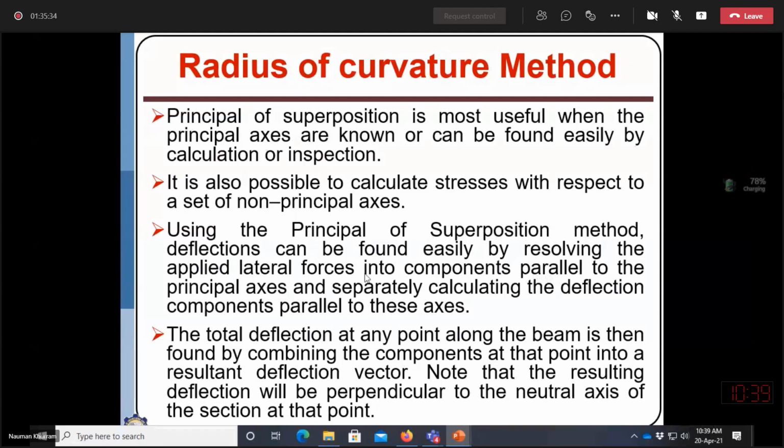And by using the principle of superposition, we add both stress components to determine the resultant stress at any particular point. But this method is quite convenient and easy if we are dealing with a symmetrical section, where the centroidal axes are the principal axes, because the orientation of the principal axis is readily known, since the centroidal axis will be the principal axis in case of a symmetrical section.